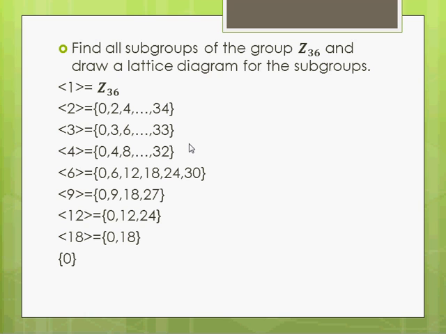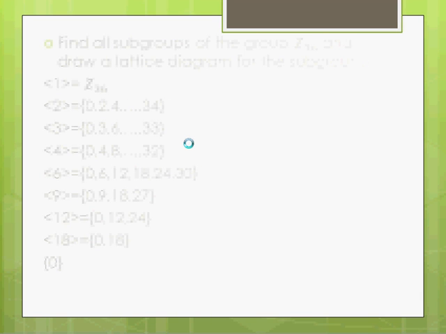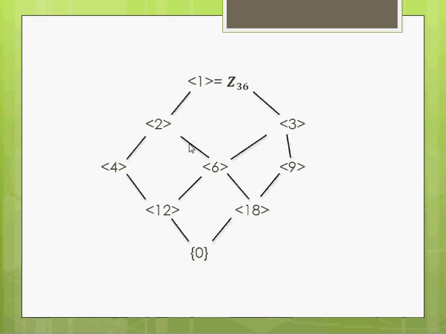And let's show the lattice diagram. So this is what a lattice diagram looks like. And so we have the whole group on top. And you see that 2 and 3 are both contained within the whole group, obviously. 2 being the evens and 3 being the multiples of 3. And then you see that 6 here is contained within 2 and 3. So it's a subset of both 2 and 3.